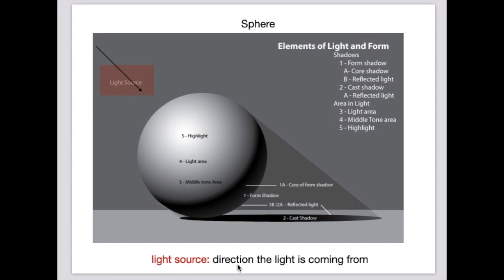Okay, and let's talk about the elements of light and form on a sphere. So the first thing that you're going to establish when you create your drawings of your basic shapes, that's one of our exercises this week, is your light source, or the direction the light is coming from. So it's up here in red. The light source is coming from this top left corner.